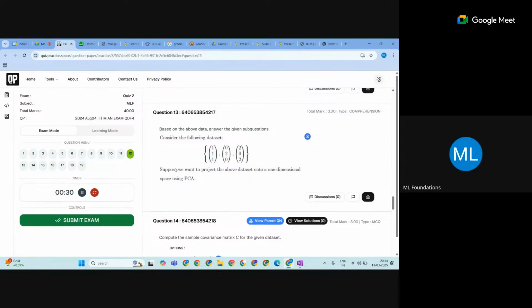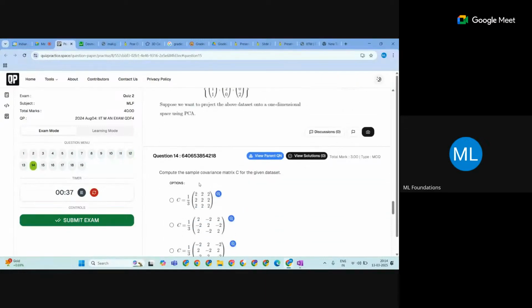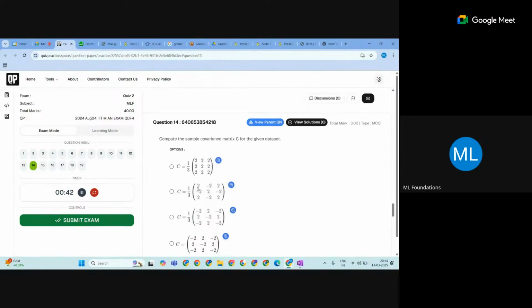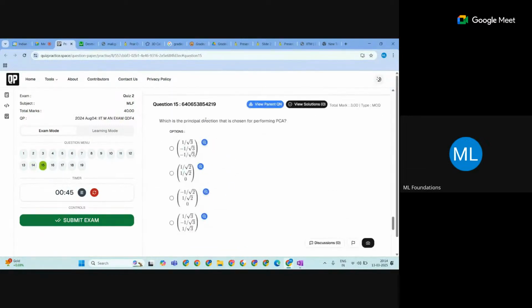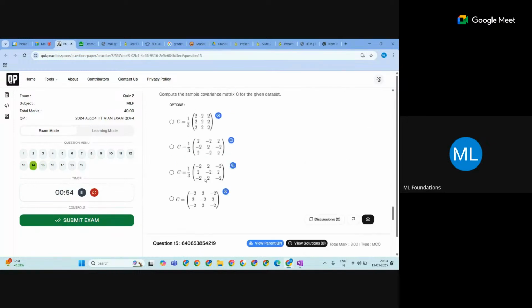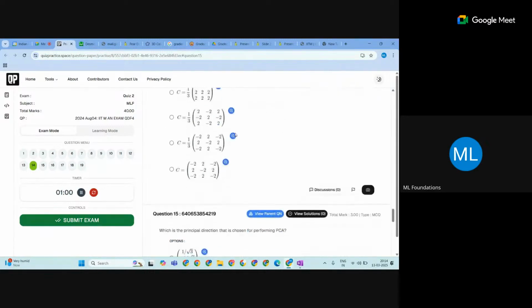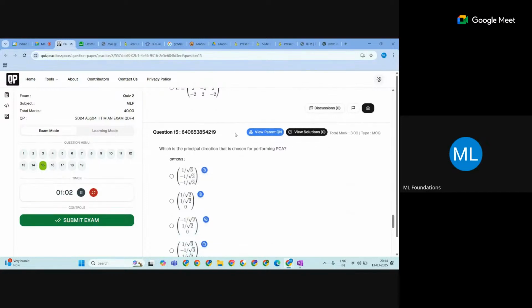So consider the following data. Suppose we want to project the data on the one dimensional space using PCA. The sub questions are there on the basis of the covariance. Which is the principal direction that is chosen for the PCA? That is the eigenvector of the covariance matrix which has the maximum eigenvalue. That is going to be the principal direction.